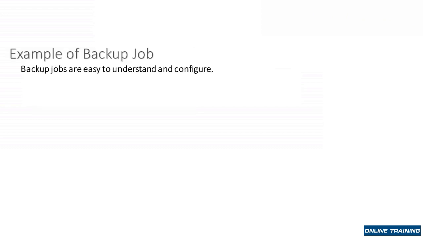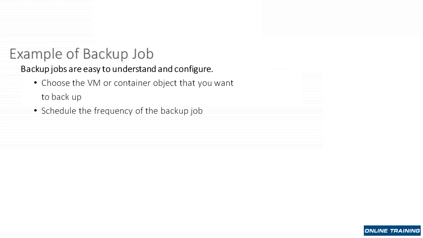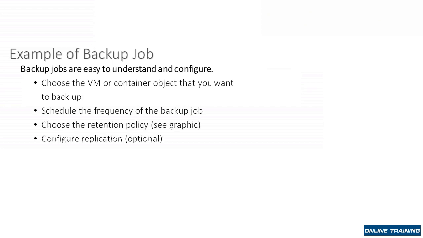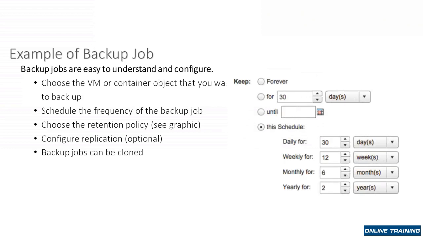And so once you've got vSphere data protection completely rolled out and configured, you can start creating backup jobs. So you'll basically choose the virtual machine or the container object like a resource pool or a host that you want to back up, and you'll set up your backup jobs. You'll schedule the frequency of the backup job. You'll choose how long to retain those backups for. And you can even configure the replication of that backup job to provide additional protection. And here's a little screenshot that shows the different retention policies that you can identify.